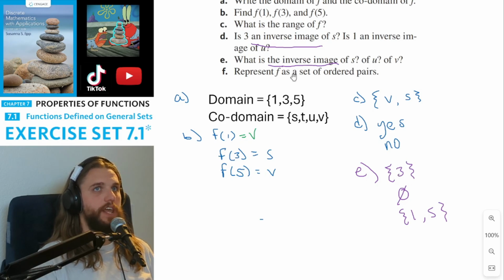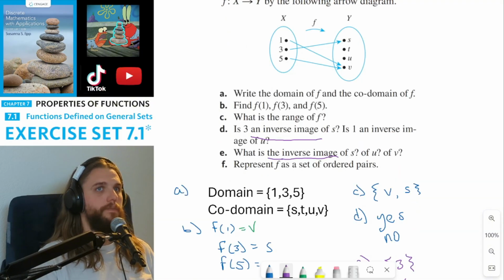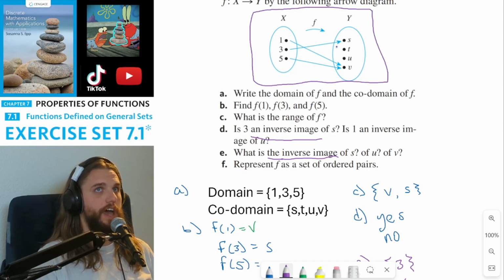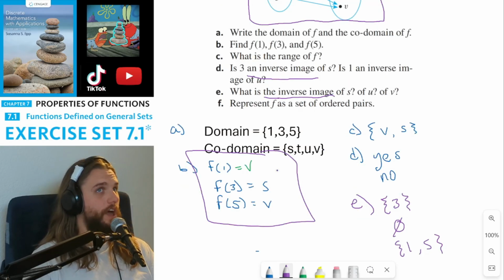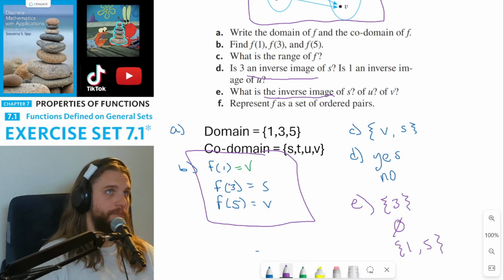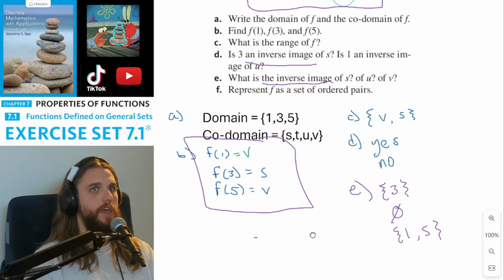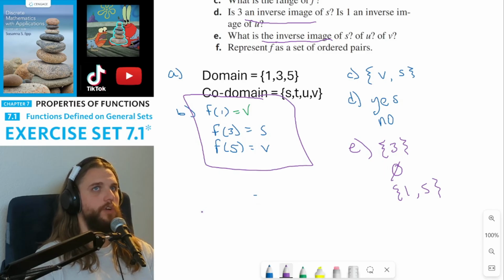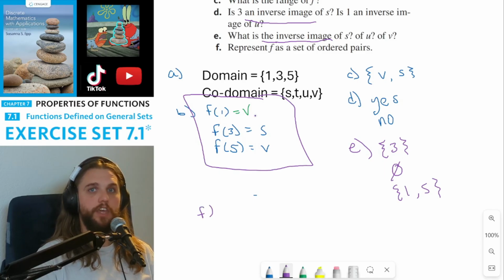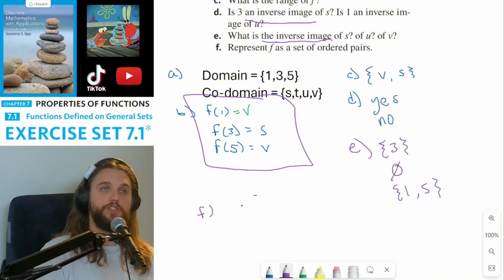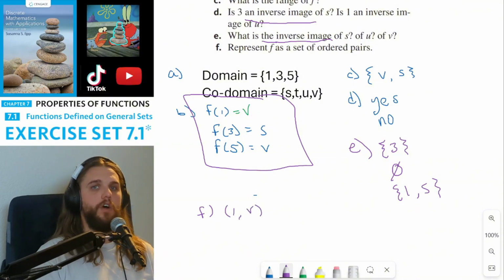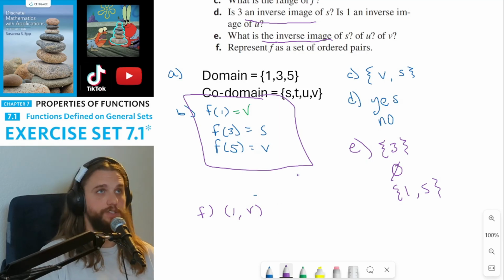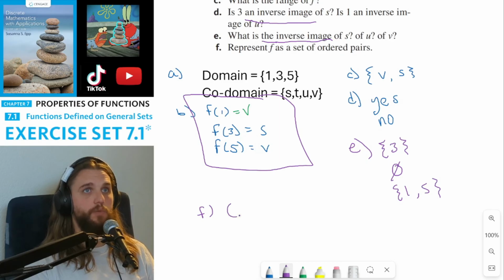Then it says represent f as a set of ordered pairs. Now, there are 2 pictures or diagrams of the function f. There's this arrow diagram, and here's another diagram illustrating all of the inputs and their corresponding outputs of this function. And we can turn both of these into a set of ordered pairs. So when we say f of 1 equals V, this corresponds to an ordered pair, (1, V). We'll get more into details about what this really means when we get into relations. And so f of 1 equals V can be represented as an ordered pair, (1, V).